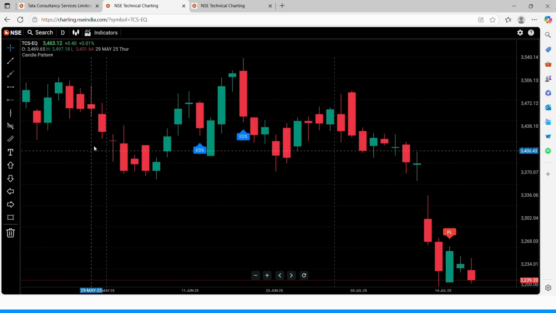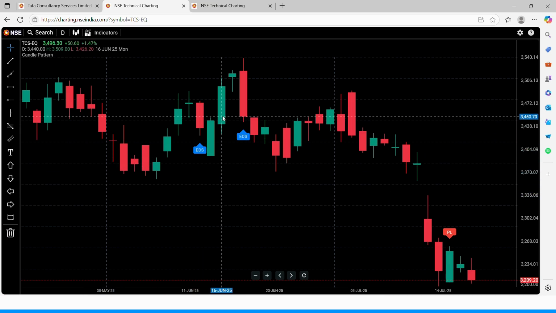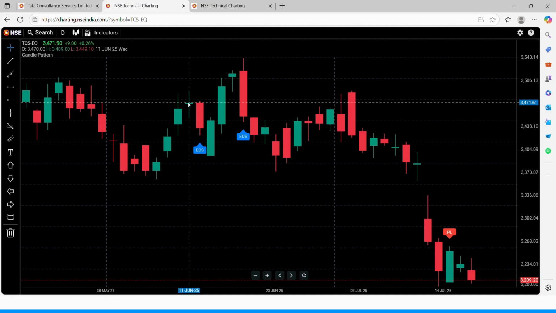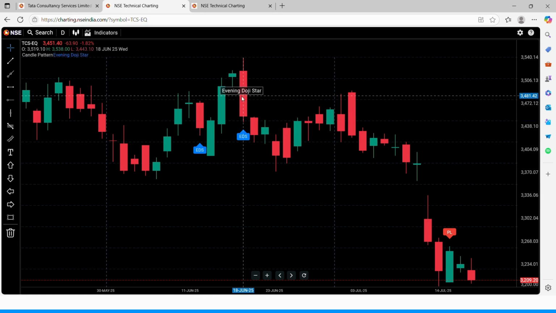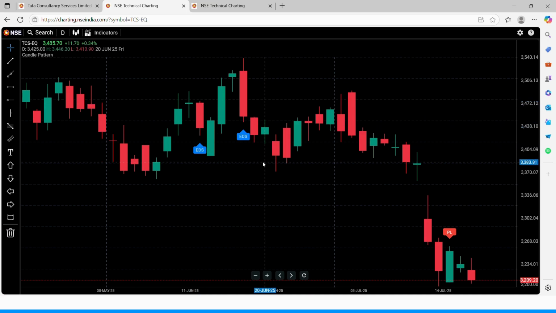For example, if you see here, there's a long red candlestick, there is also a long green candlestick. There are candlesticks where you don't even see a candle, it's a straight line, or the body is very thin and then you have a long shadow. So like this, you see here, this is red color and this is green color. Now what does this red and green color mean? What does a long body mean? What does a thin body with a long shadow mean? That's what we are going to understand in today's video.